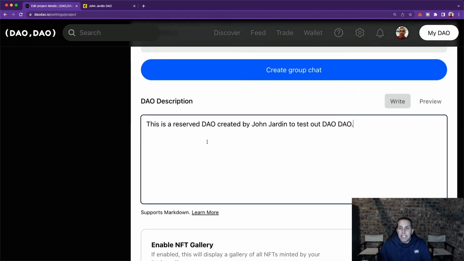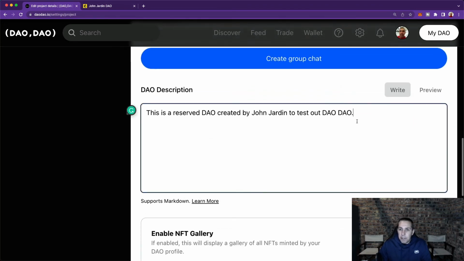What we have here is the DAO description. This is very important. This uses Markdown, like Git Markdown. It's almost as if it turns static text into rich text, with bold and underline, headers, tables and a lot of other things. You can click over here to learn more about Markdown.